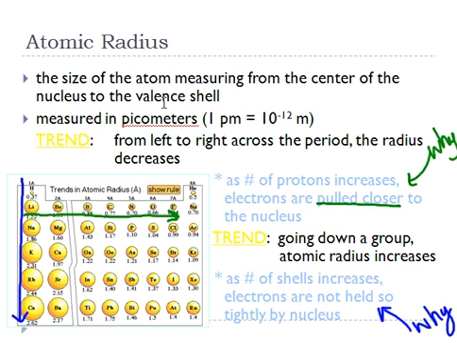If I look at my first group here, hydrogen has 1 shell, lithium has electrons in 2 shells, sodium has electrons in 3 shells, potassium, and so on. We increase the number of shells as we go down the group. As the number of shells increases, the electrons that are farther away are not held so tightly by the nucleus, so the atom is able to get bigger as you increase the number of shells.